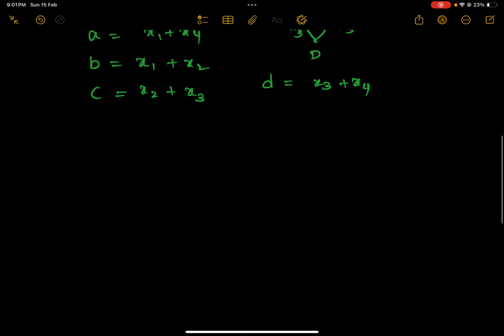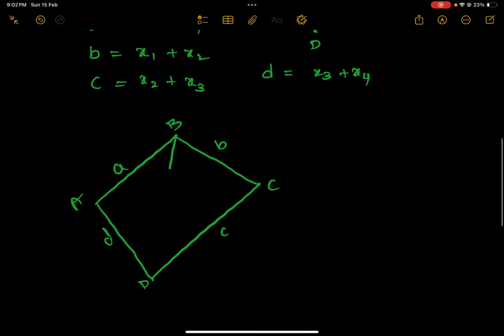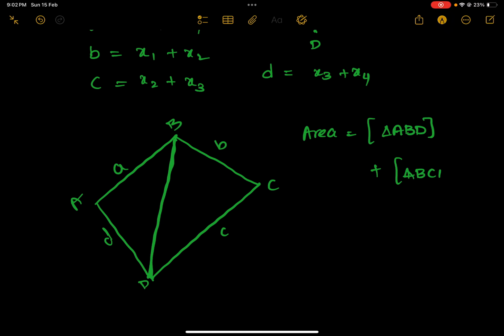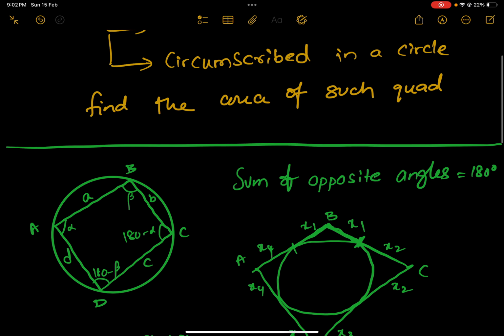Okay, now the question asked is we have to find the area of the quadrilateral. So let us redraw the quadrilateral. Alright, so this is A, B, C, D. A, B, C, D are your lengths. If we draw a diagonal like this, then the area of the quadrilateral will be the area of triangle ABD plus the area of triangle BCD. Let us say this angle is alpha. Then this angle is 180 minus alpha. We already discussed it here.